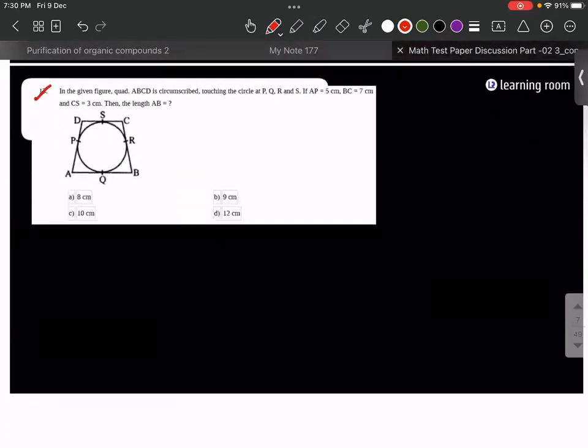13th one. In the given figure, quadrilateral ABCD circumscribes a circle. The answer is 9 centimeters. Everybody got it? Yes, sir. This similar kind of problem we discussed in the class also. So how to do this? From an external point, if you draw 2 tangents to the circle, they are going to be of equal length. Answer will be 9.